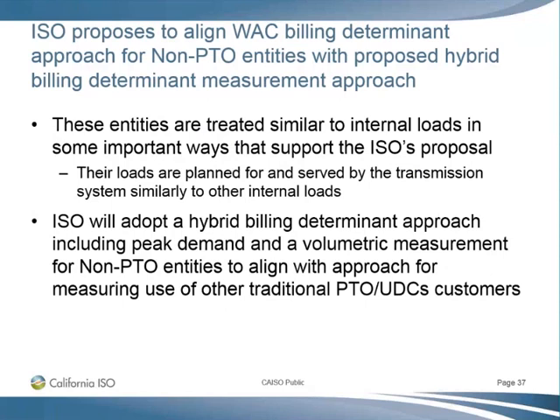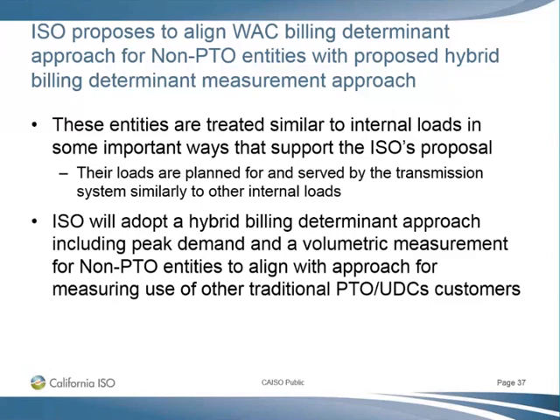We're going to talk about the proposal for aligning the WAC billing determinants, the wheeling access charge billing determinant structure, for the non-PTO entities that are included within the internal entities to the ISO. Even though they are not necessarily in the balancing authority area and they take WAC, they are planned for and served by the transmission system similarly to other internal loads. So we are planning to adopt an approach that aligns the WAC billing determinant structure with the proposed treatment for traditional PTO UDCs under the traditional high voltage TAC.